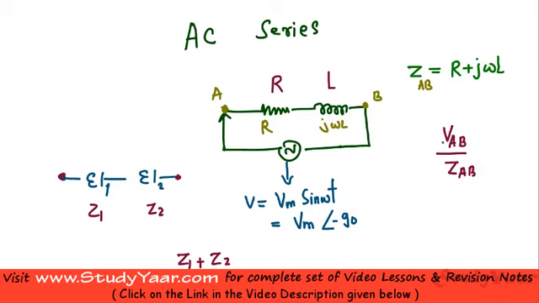Your current through this circuit, if this is your I, is given by VAB upon ZAB, which is simply going to be Vm angle minus 90 upon ZAB, which is R plus j omega L.